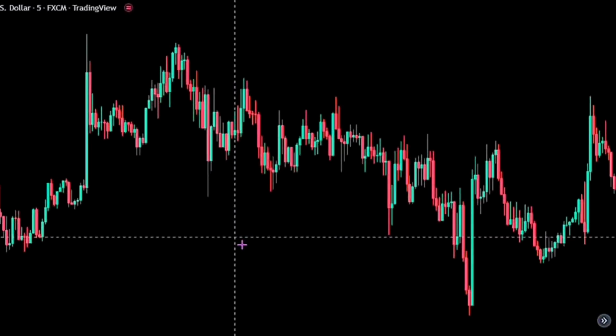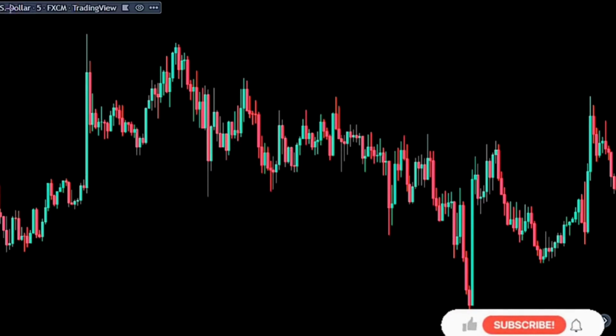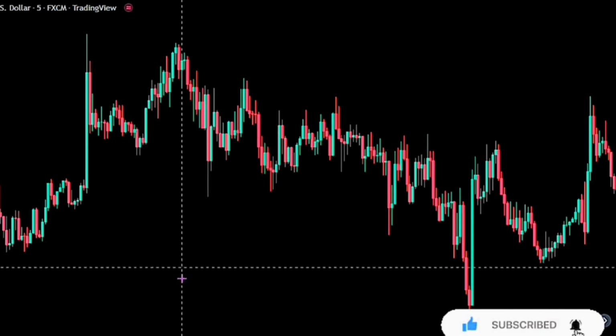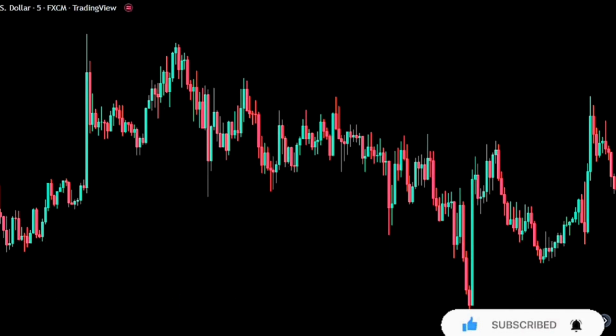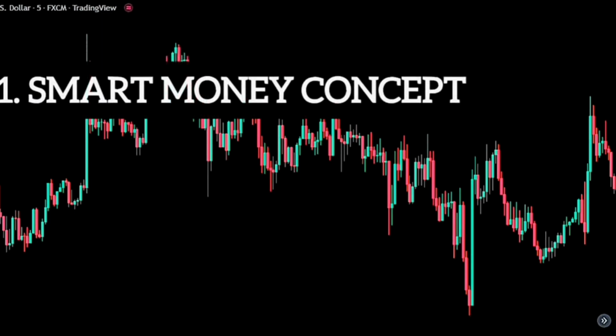Okay guys, for this strategy, we are looking at the Euro United States dollar chart, and we are on the 5 minutes time frame. Before I move on, please take note of these important points.